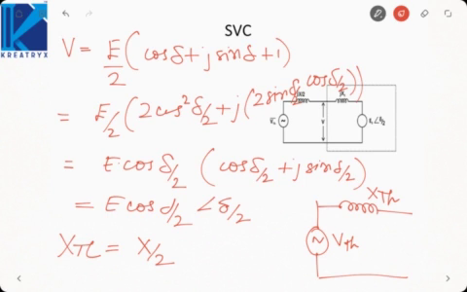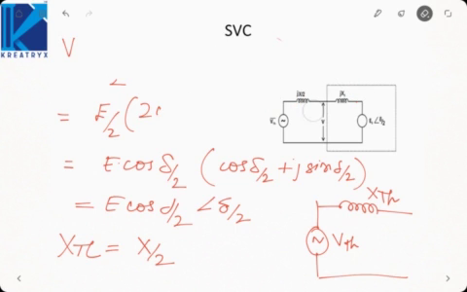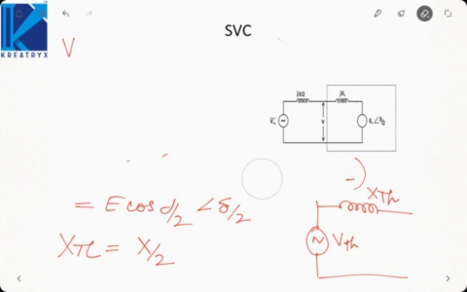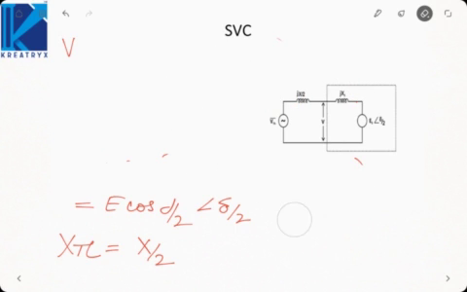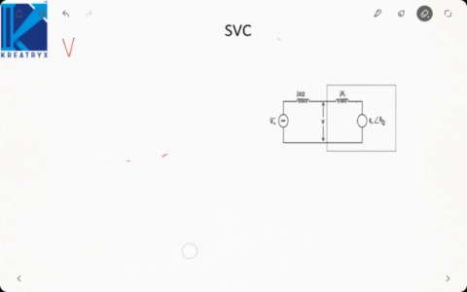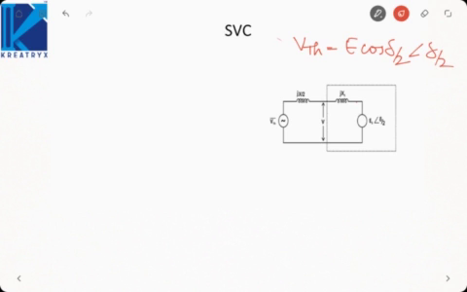To solve the system, now we will connect the SVC at the midpoint, or we will connect the SVC to the Thevenin equivalent about the midpoint. So the circuit shown in this figure indicates that once we have the Thevenin equivalent, we have connected the SVC with the Thevenin equivalent. Here V Thevenin is E cos delta by 2 angle delta by 2. X Thevenin is actually X by 2.